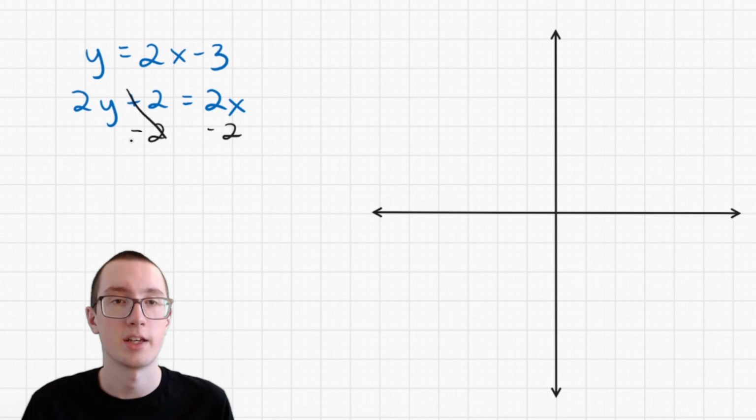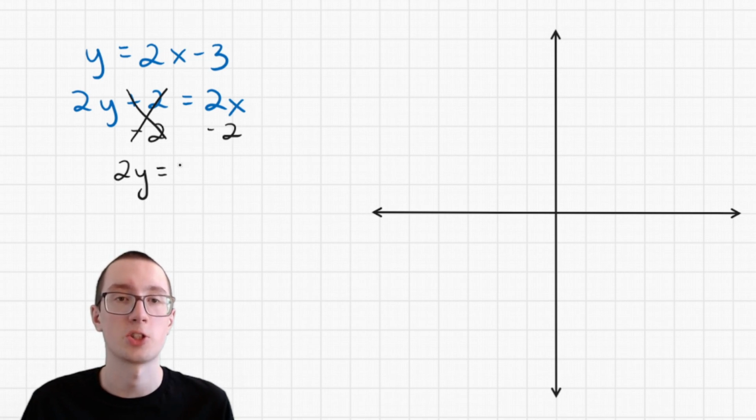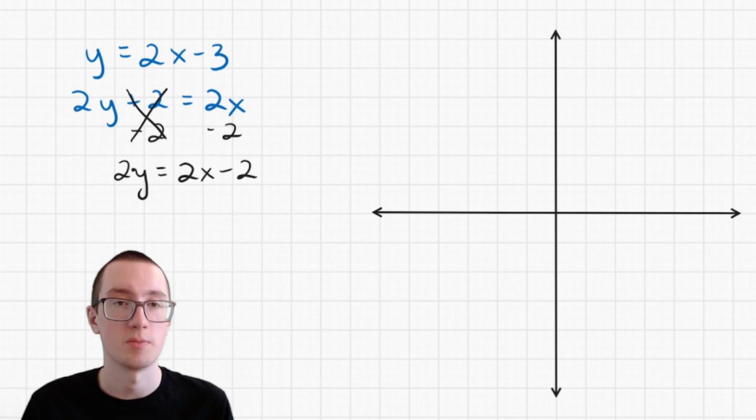On this side, these cancel out, and we're just left with 2y. On the other side, 2x minus 2. This has an x and this doesn't, so you can't really subtract these. So we're just going to leave it as 2x minus 2. So the last step of getting y by itself, remember this is multiplication because there's not a sign in between. So we're going to do the opposite of multiplication, which is division. We're going to divide both sides by 2.